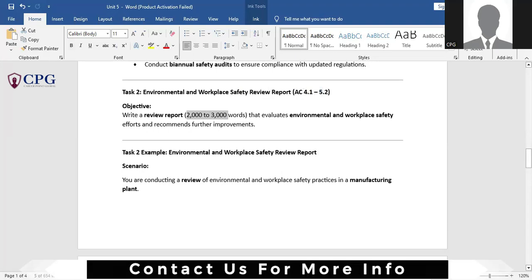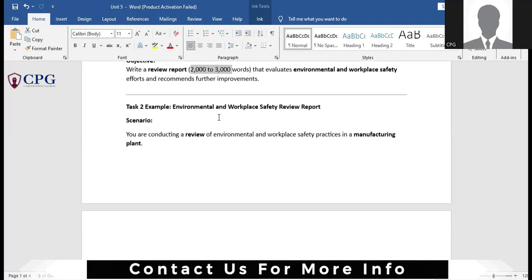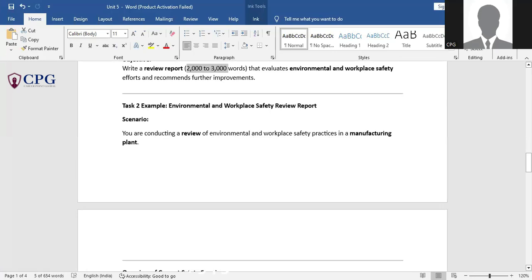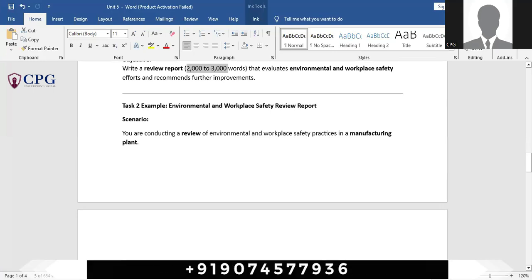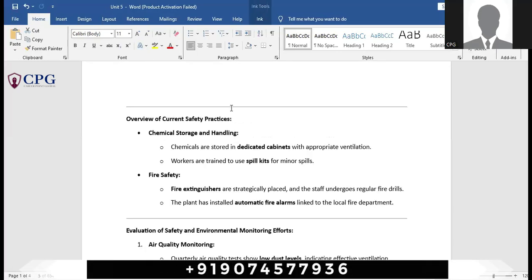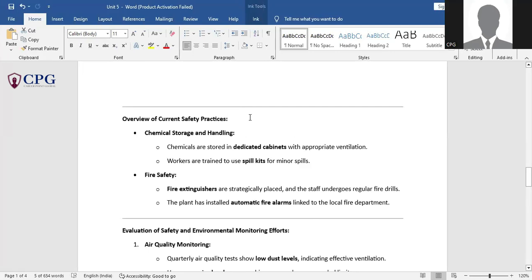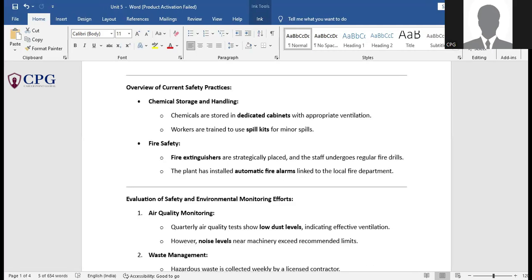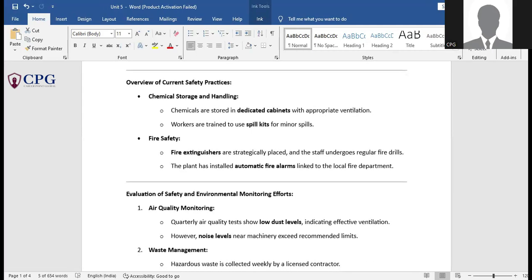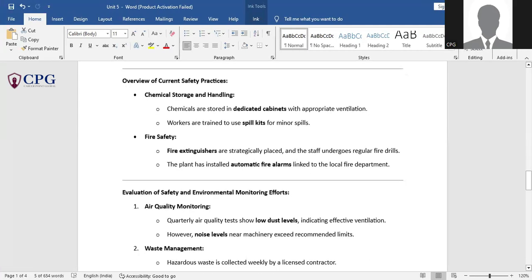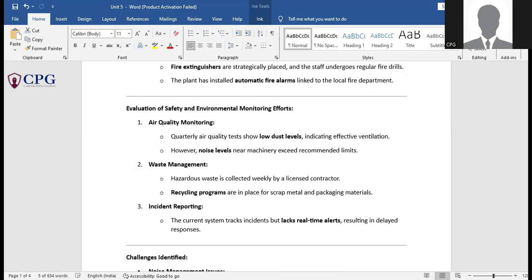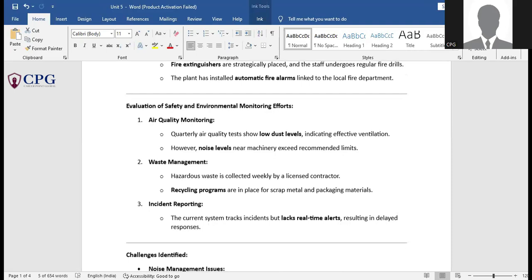So for example, in the environmental and workplace safety report, you are conducting a review of environmental and workplace safety practices in a manufacturing plant. Now, actually, you are taking a situation that this is a manufacturing plant. Any plant you can use as per your convenience. Then you have to understand what the present scenario over there is. So, what is the present scenario? How the chemicals are stored and how the fire safety is being organized over there. Now you are doing an evaluation of safety and environmental monitoring efforts.